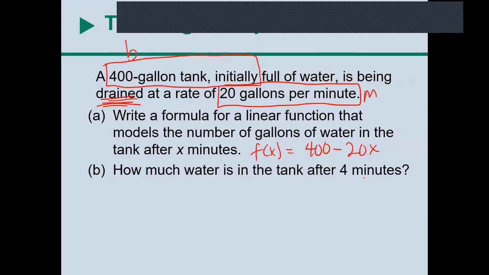Do we see that? Are we in all agreement? Did I make any mistakes? Did I make coherent sense? I think I'm back. Okay, so it wants to know how much water is in the tank after 4 minutes.